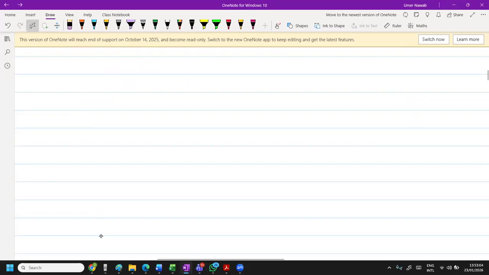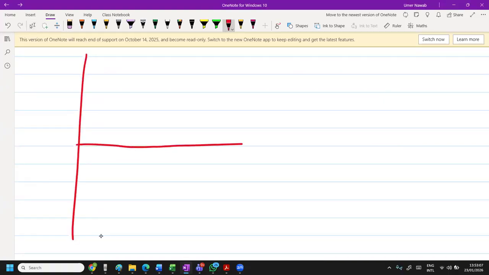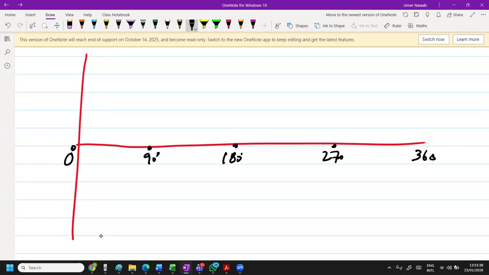Now we move to the tan graph. In the tan graph, you need to be very careful. Why? No need to put +1 or -1 here, because the tan graph is not bounded. Sine is between -1 and 1. Cosine is between -1 and 1, but tan is not between -1 and 1. So what are we going to do? 0, 360, then divide this into four equal parts. This is 90, this is 180, this is 270, and 360.